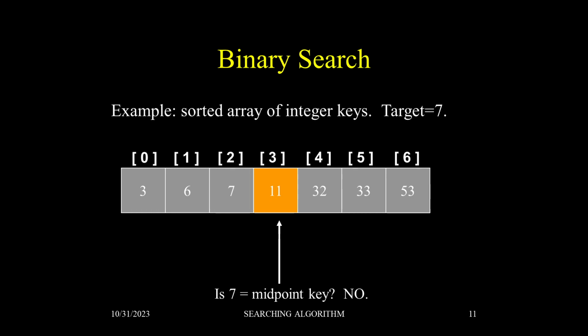Then what do you need to do? Because it is already sorted, which part do you have to take? Is 7 less than 11 or greater than 11? 7 is less than 11. So in that case, the left-hand side 3 we are going to take. Out of that, which is the middle? So I am going for this middle, okay.